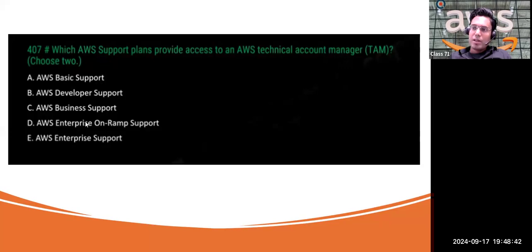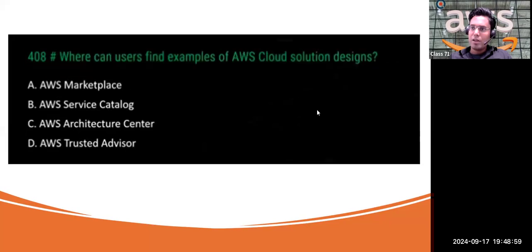That's for Enterprise, and this is also for Enterprise. On-Ramp is the cheapest if you compare both. But D and E are both Enterprise support, with a TAM, a technical account manager. It means in Business we don't have a TAM, nor in Developer and Basic. Okay, now question 408: where can users find example AWS cloud solution designs?